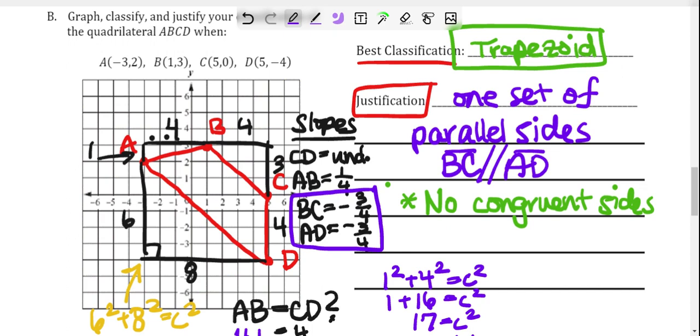Cool, but you have to double check. Sometimes, again, the sides might be congruent even if the slope triangles are different. So test them out, make sure they're all good.